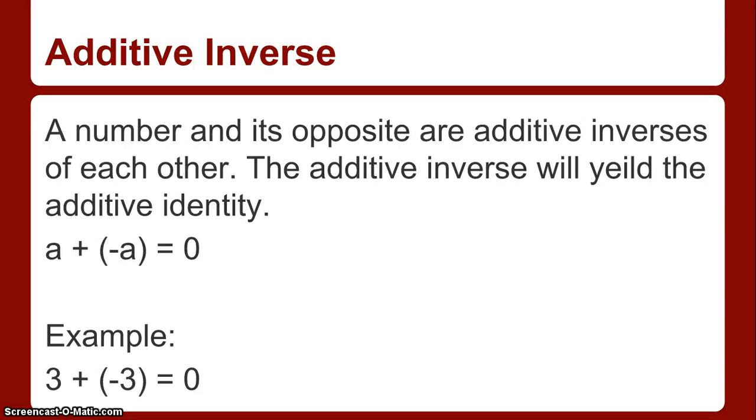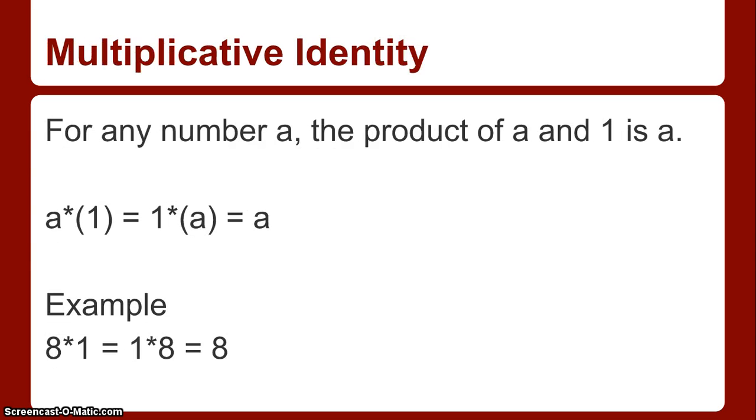The additive inverse is a number and its opposite. When they're added together, they are inverses of each other. Basically, a number and its negative. So if you have 3 plus a negative 3, you're going to get 0. 0 happens to be the additive identity. When you have an additive inverse, your result is your identity, which is 0 for addition. If you have 17 plus a negative 17, you're going to get 0.